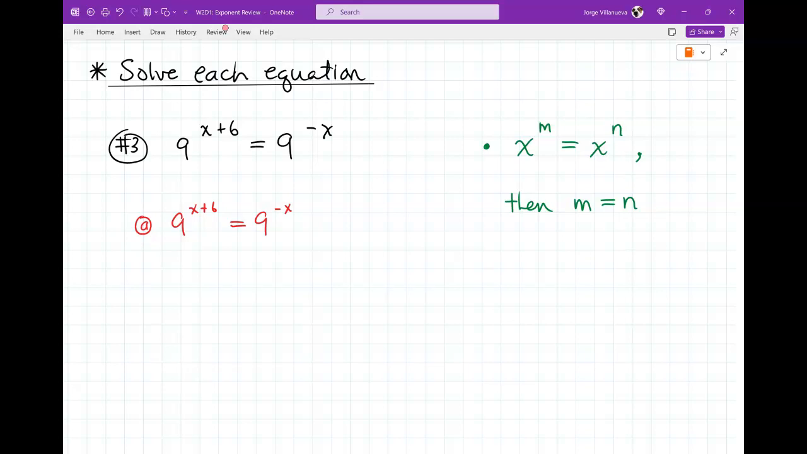Since the bases are the same, that means I can just get the powers. X plus 6 equal to negative x, right? I can just set the powers equal to each other. And then I can start solving for my variable.